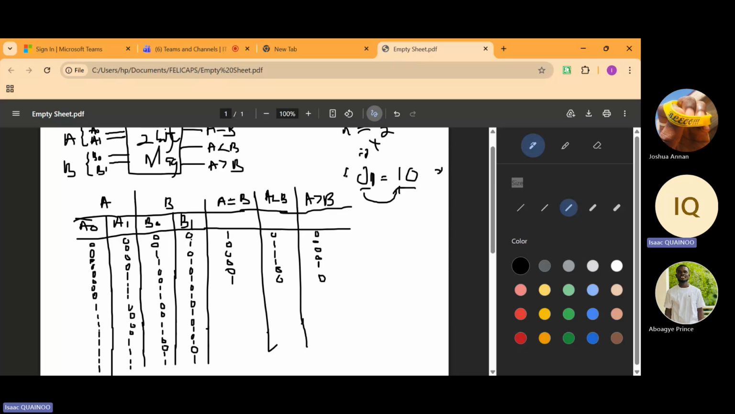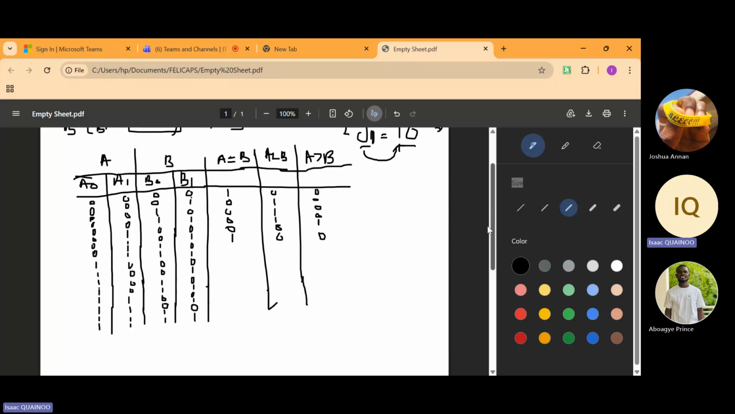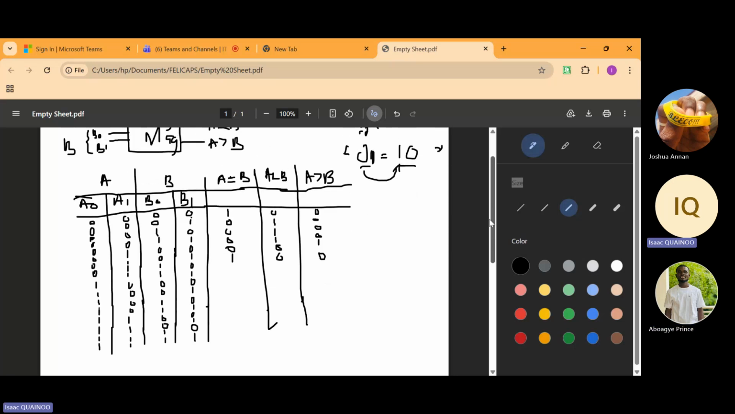Perfect. For it to be lesser, you can see that the first bit here, 0, is smaller than 1. Immediately you're able to spot that the first bit is smaller than the first bit here. Then it's lesser. If the first bit is greater than the first bit here, automatically it's greater. But if the first bits are equal, you compare the second bits. Okay. Now, when you're done, I'll show you a shorter method.